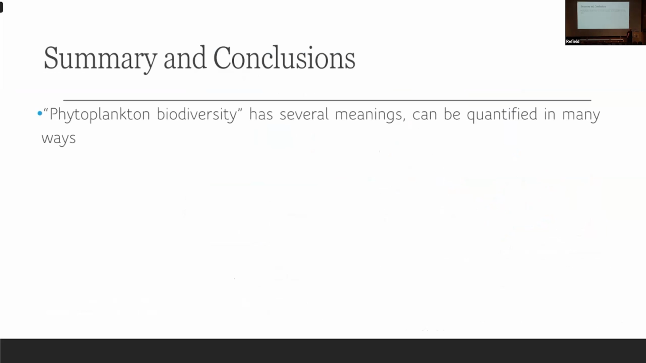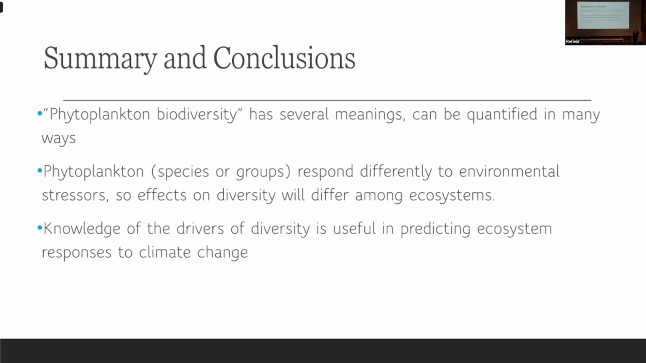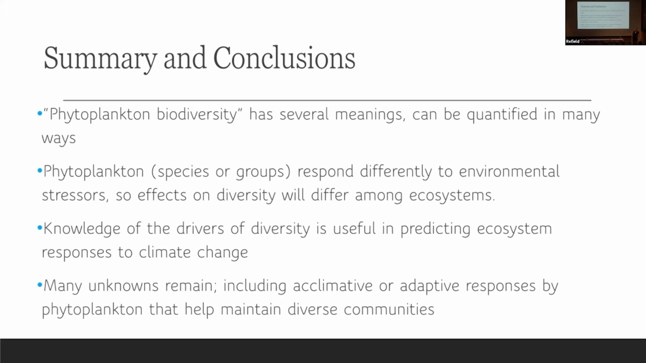Phytoplankton diversity has several meanings and can be quantified in many ways. I think you've figured that out already. Species or groups will respond differently to environmental stressors, and effects on diversity really are going to differ among ecosystems. Knowledge of those drivers should be very useful in predicting an ecosystem's response to things like climate change or shorter-term perturbations. But many unknowns remain. I've thrown in these acclimative or adaptive responses. Those should help phytoplankton maintain their diversity in these different ecosystems. I forgot to say that earlier. And with that, I think I am all done. Questions?